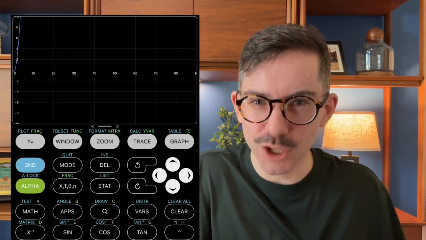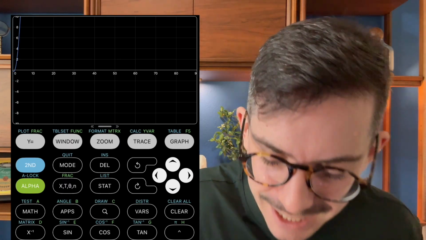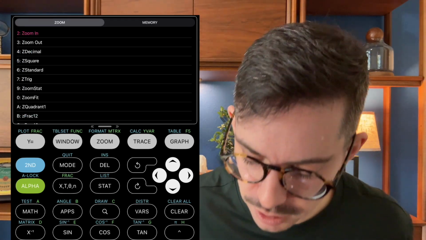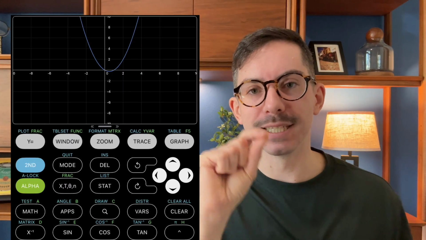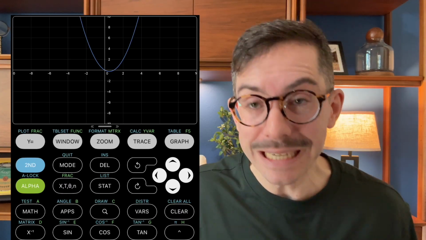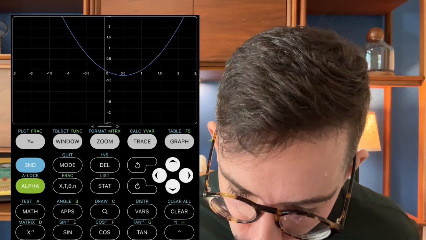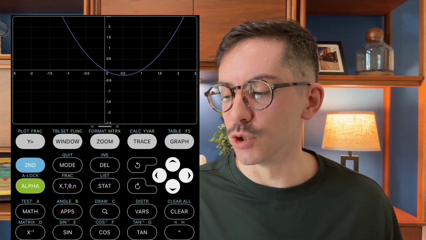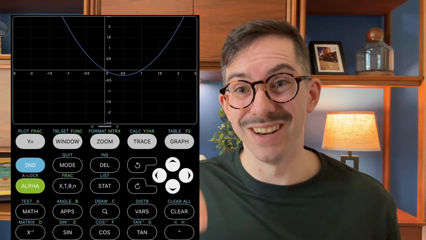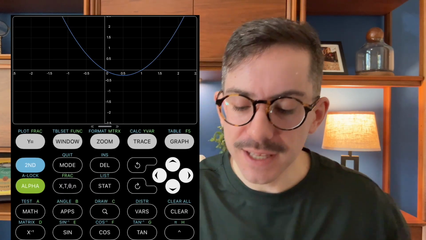When you're in this sort of situation and you're not necessarily sure what an appropriate window would look like, I like to hit zoom and then do 6, which gives us a standard box back, which is plus or minus 10 on my axes. This is still perhaps not great. Maybe I want to zoom in a little more. I can hit the zoom button and then 2 to zoom in. If you're doing that on your physical calculator, you would hit zoom 2 and then enter to make the zoom in happen.